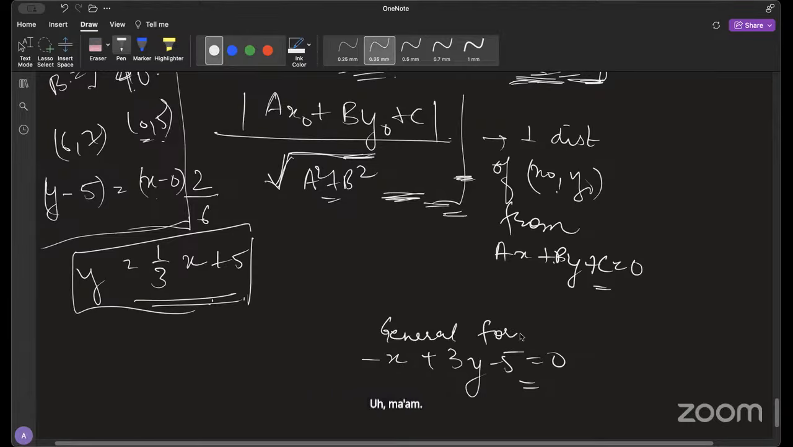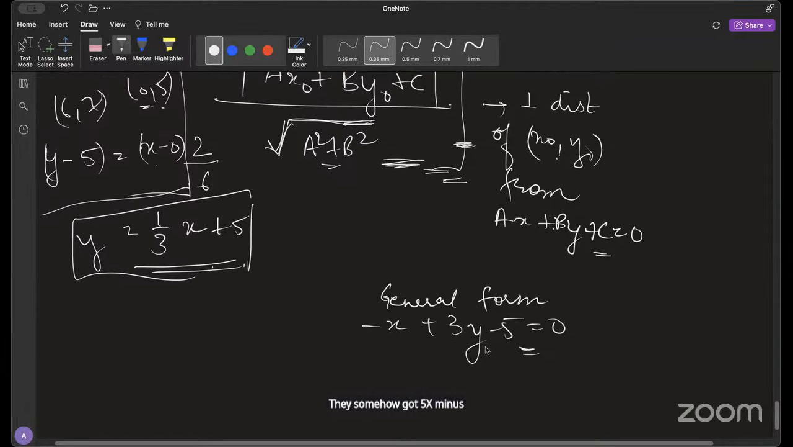Ma'am, somehow in class they got 5x minus 2y minus 16 equal to 0, ma'am.